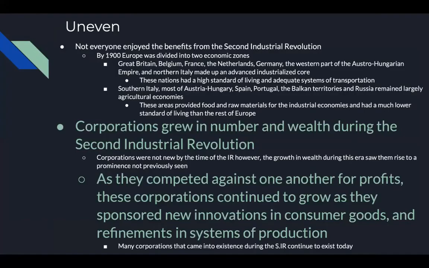All right, uneven. So not everyone enjoyed the benefits of the Second Industrial Revolution. By the way, we're talking about the Second Industrial Revolution. Hopefully you can keep up.